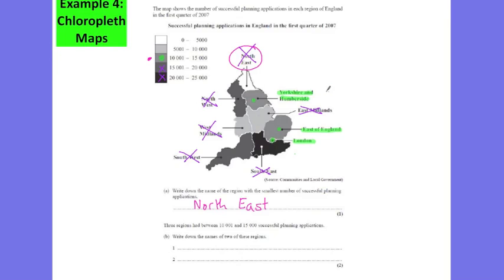So any of these 3 answers will be acceptable for your 2 marks here: Yorkshire and Humberside, East of England, London. Any 2 of those regions need to be identified here in part B.